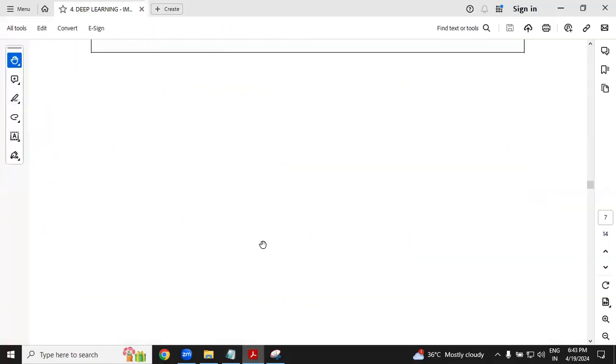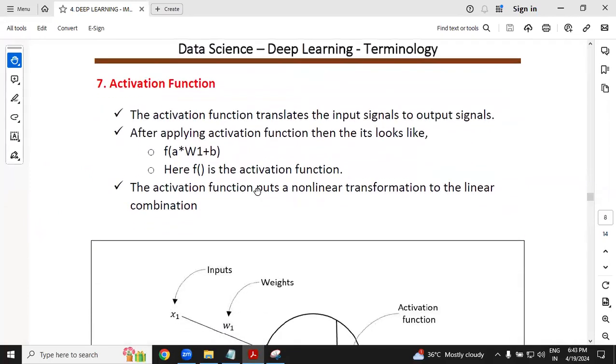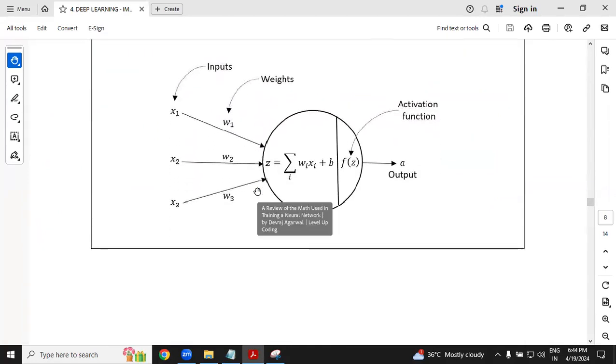Good. So the next one, activation function. Now please understand, what do you mean by activation function? You need to understand. Now look at this diagram. I hope you already know the diagram. These are all inputs. These are all weights. And here, according to the math, we will simplify things.